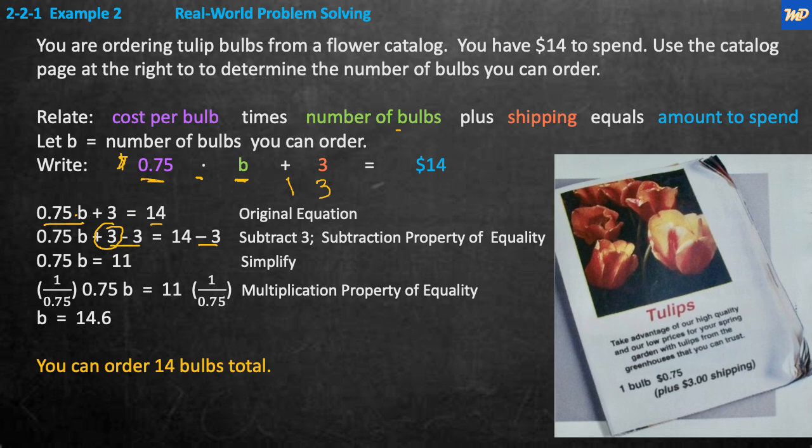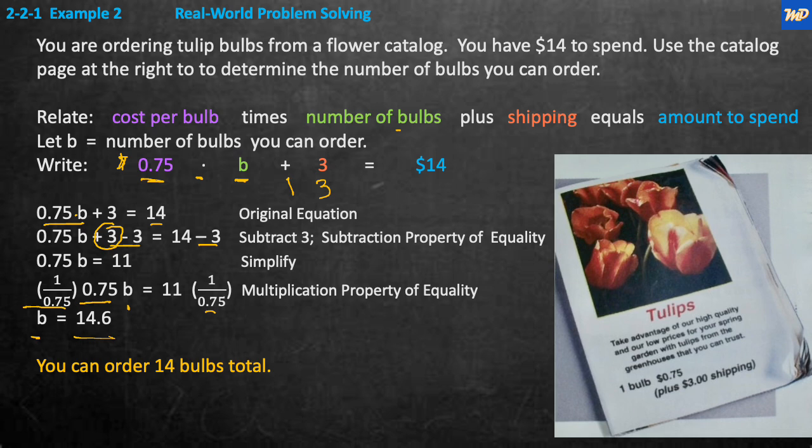So now if we divide both sides by 0.75 to get the B by itself, we want to know how many bulbs we can buy. We're going to use the division property of equality, so we're multiplying by 1 over 0.75. Here it is, 1 over 0.75 times 0.75. Those are going to cancel, become 1, and then we'll be left with our B. That is equal to 11 times the quantity 1 over 0.75. And when we simplify it, B will be equal to 14.6 bulbs.